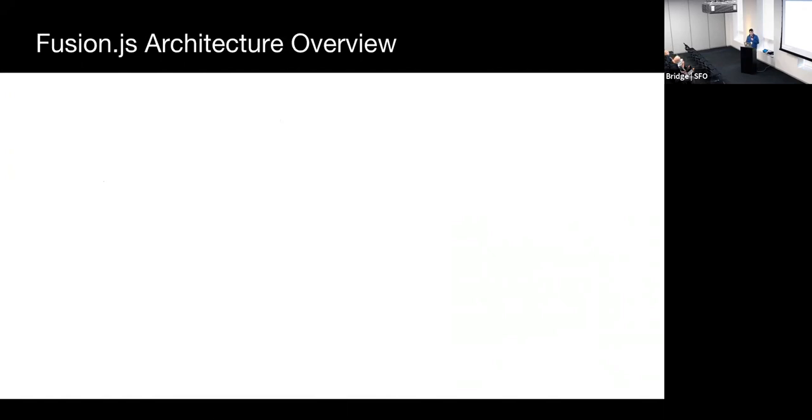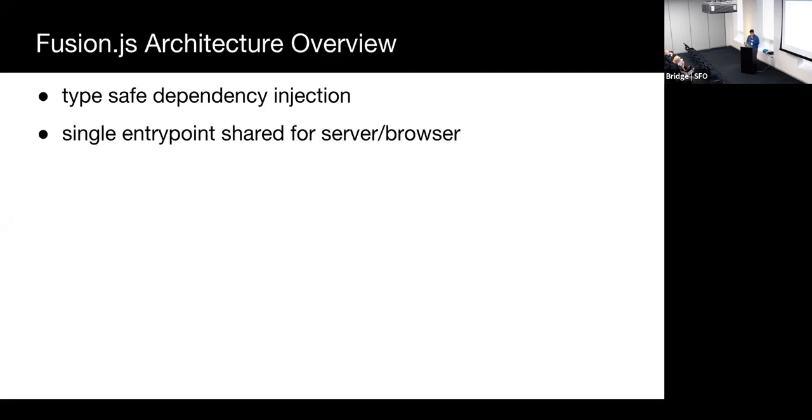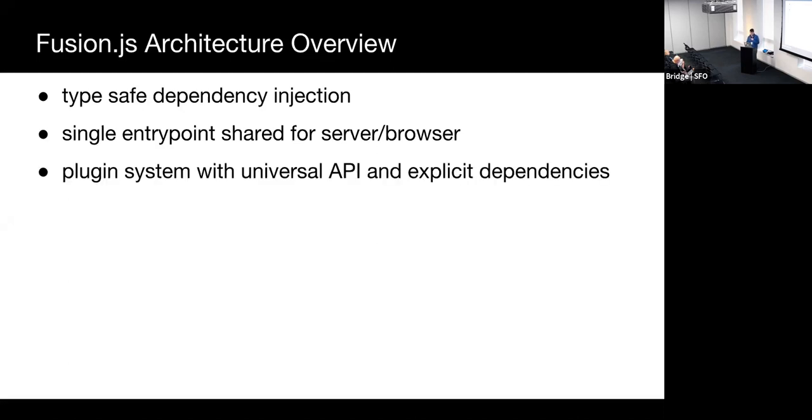So now we're going to go over the architecture of Fusion and then talk about how we solve a lot of those problems. So Fusion has type-safe dependency injection. This is really, really valuable for writing robust code that is easily testable. We have a single entry point that's shared for both the server and the browser. So this means that by default, all code is universal. And this is a concept that's very different from most other web frameworks.